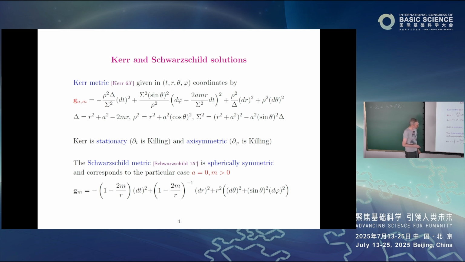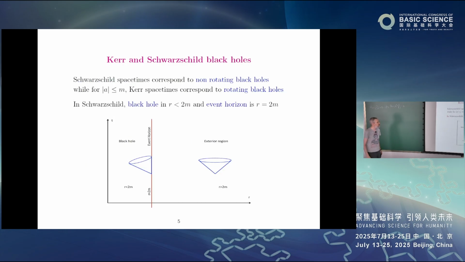Second observation: this metric coefficient here is actually singular at r equals m. In general relativity, you always want to distinguish between true singularities and coordinate singularities. This is only a coordinate singularity. I can cook up a different coordinate system in which this singularity disappears. But nevertheless, this illustrates the fact that something special happens at the hypersurface r equals 2m, and this is exactly connected to this notion of black holes.